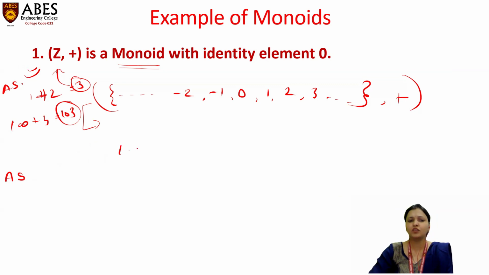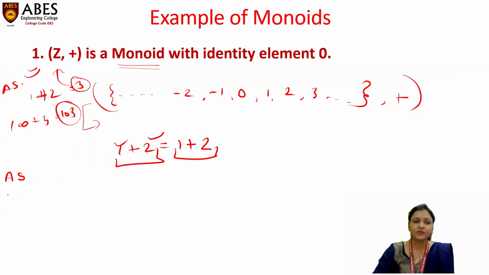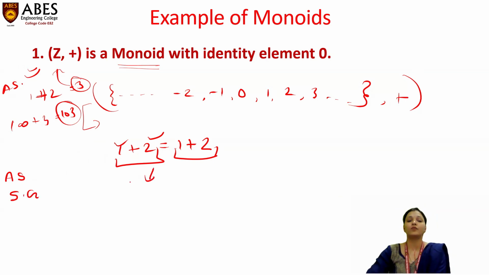So consider any two elements. 1 plus 2 is always 1 plus 2. So associativity is always satisfied for two operands. Clear? So this is also a semigroup. Now we will check whether it is a monoid or not. What did the definition of monoid say? A semigroup is a monoid when there exists an identity element. So in this case, we will check for the identity element.